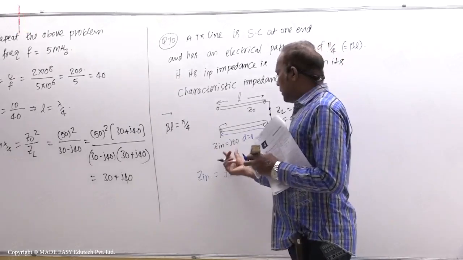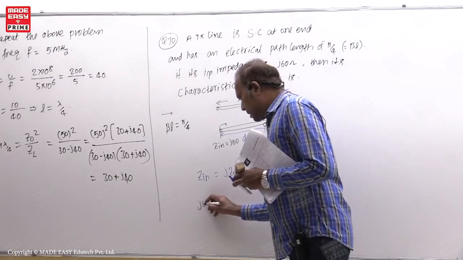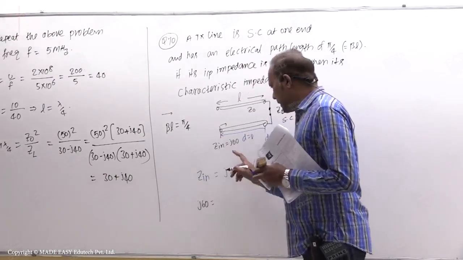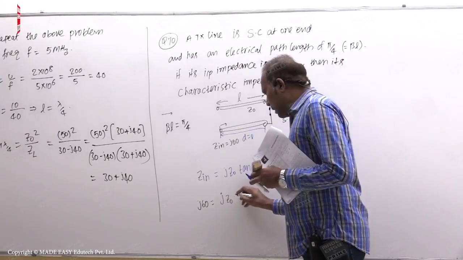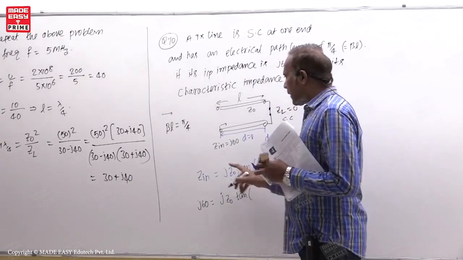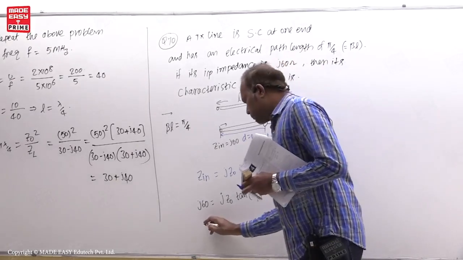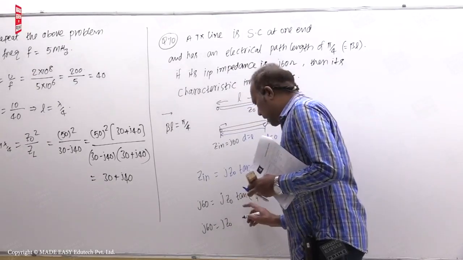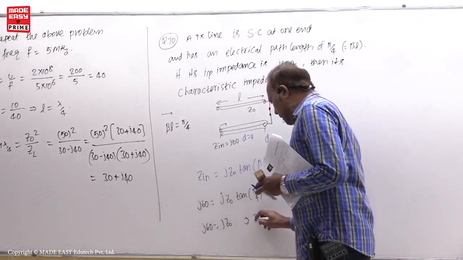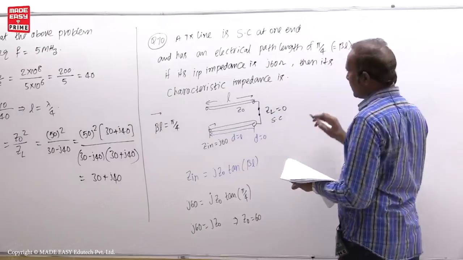Now that person gave this Zin as j60, and we have to find Z0. tan βL for this line is given as π/4. So j60 is equal to jZ0, since tan is 1, that implies Z0 is equal to 60. The characteristic impedance, 60 ohm, is the answer.